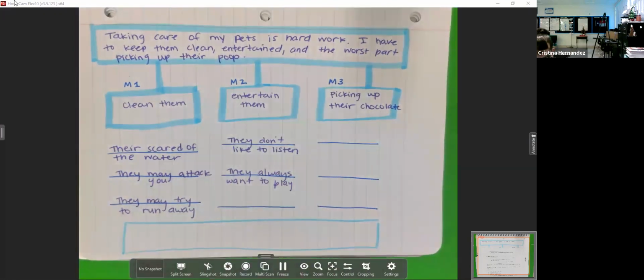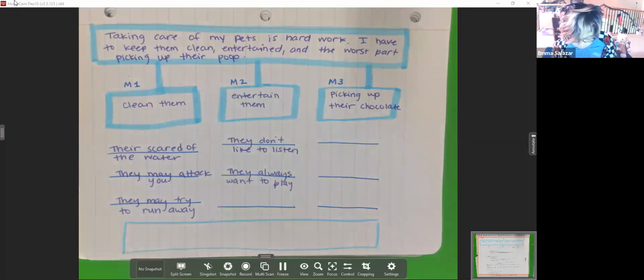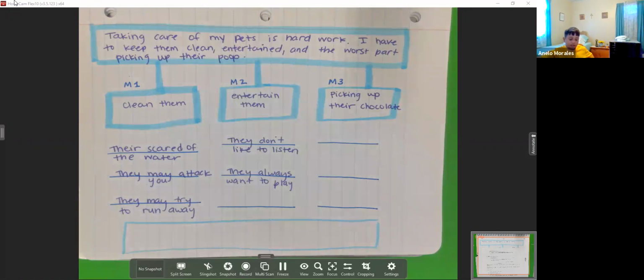Think of the last reason why it's hard work to keep them entertained. They don't like to listen. They always want to play. I think it's hard trying to find the right schedule and time to play with them. That's what I find the hardest. But taking care of a dog, I don't really have time. That's why I just like to let my dog roam around inside, and I'm just sitting here relaxing and rubbing its tummy.